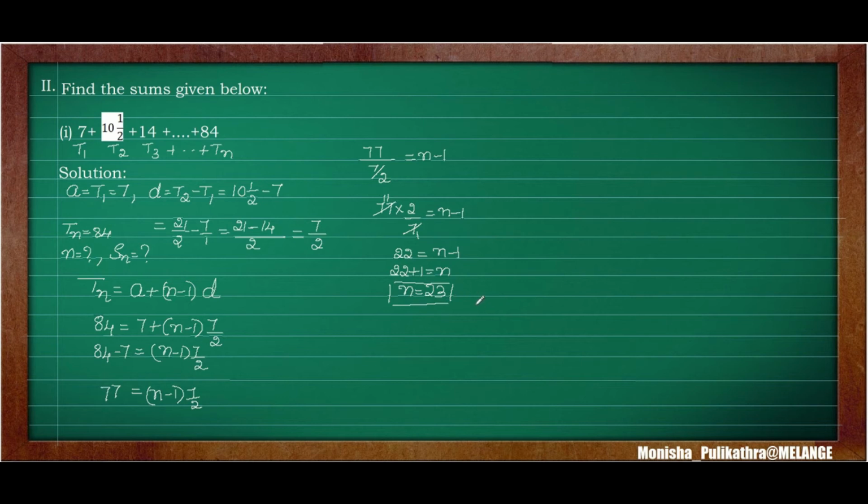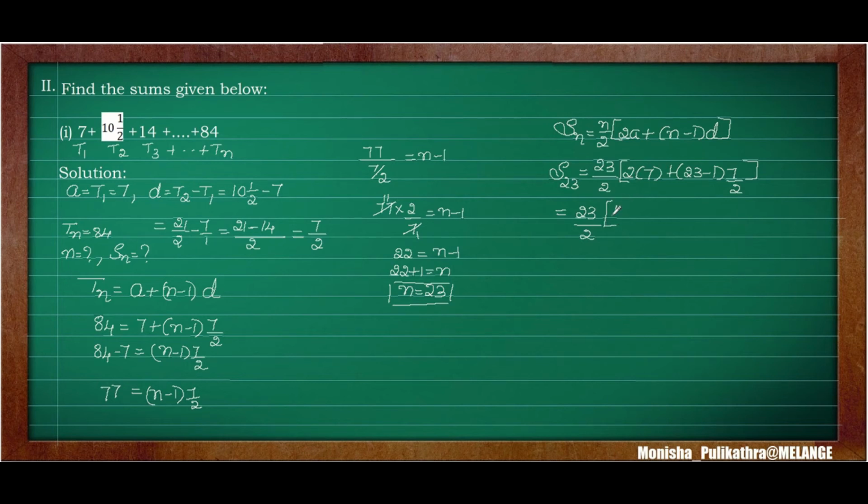Now we need to find out the value for Sn, that is S23. So apply the Sn formula. Sn is equal to n by 2 into 2a plus n minus 1 into d. So we need to find out S23. So 23 by 2 into 2 into a is 7, plus n is 23 minus 1, and d is 7. Here 23 is not divisible by 2, so we need to keep it as it is.